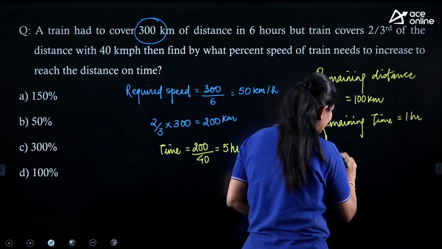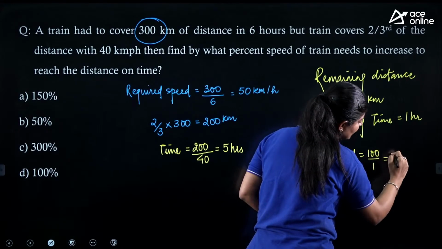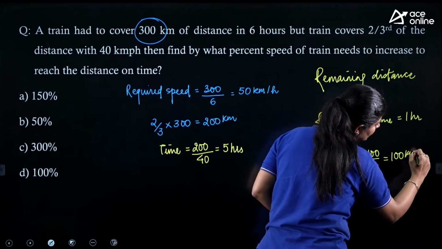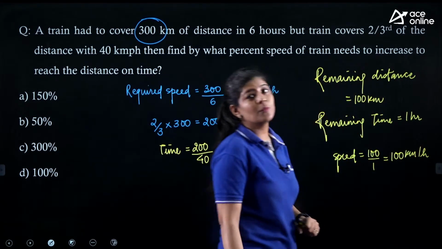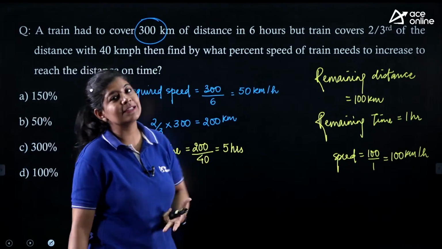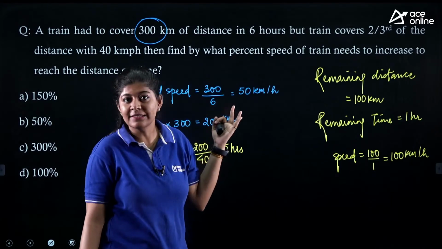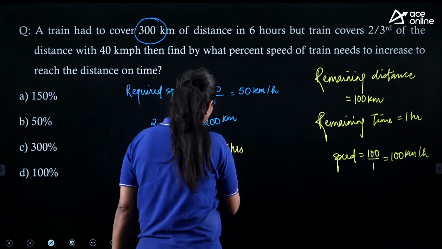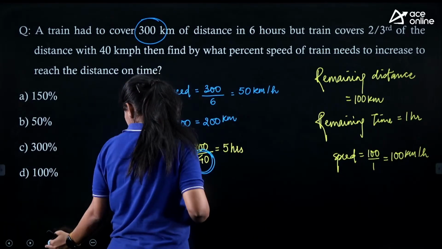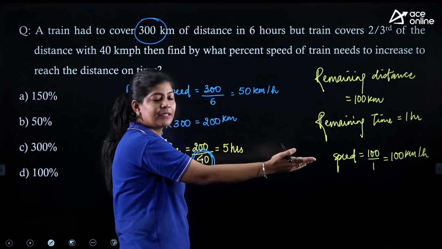So the speed that we require here is 100 by 1, that means the speed required is 100 kilometers per hour. Now the question wants to know by how much percent the train needs to increase its speed so that the train will reach at the same time. So here we are moving with the speed of 40 kilometers per hour and we need to go at 100 kilometers per hour.